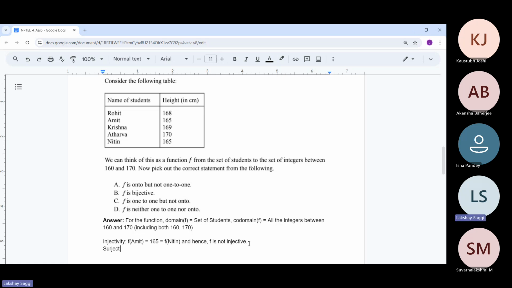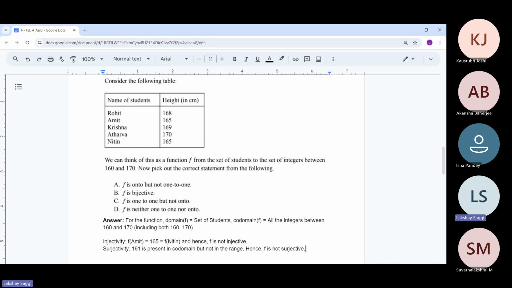Similarly, for checking surjectivity, for being surjective, range and codomain should be equal. But you can see that the height 160 or even 161, 162, these heights are not present in the range, because the range only consists of these five heights. But the codomain consists of all integers between 160 and 170. So 161 is present in the codomain, but not in the range. Hence, f is not surjective.